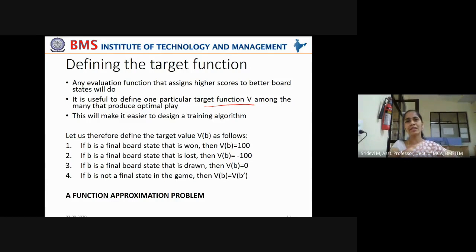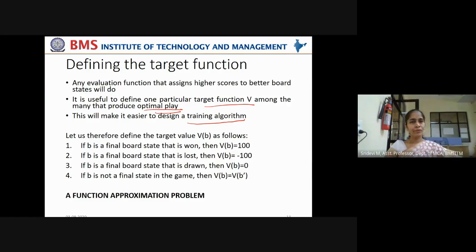Now let us generalize it more so that you can bring the larger search space into a more conquerable form. Now it is useful to define one particular target function V among the many that produce optimal play. Okay, many moves can result in an optimal play. But what would be the best one you select at that particular moment of time, at that particular valid board state? This will make it easier if you design a training algorithm, right?